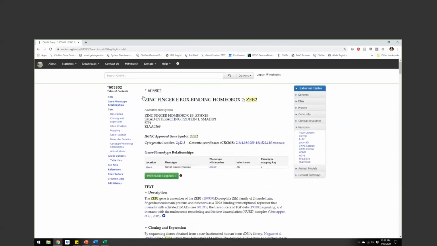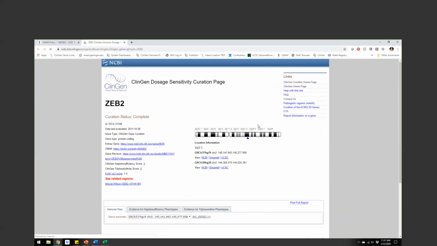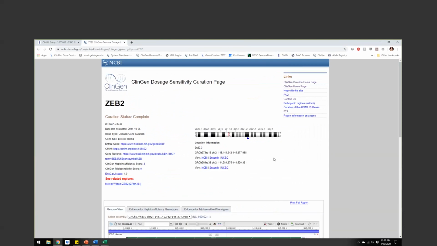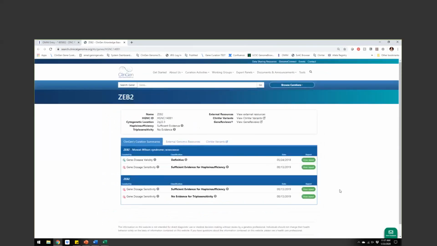Let me pull up my favorite gene, which is ZEB2. And yes, if you come under clinical resources, you can also access our dosage and our gene disease validity. They'll take you out to our dosage site. And that goes back to the ClinGen page. Fantastic. That looks great. Any other questions for Erin?